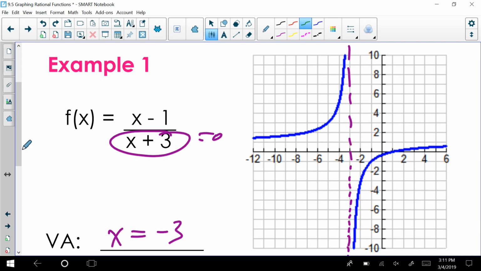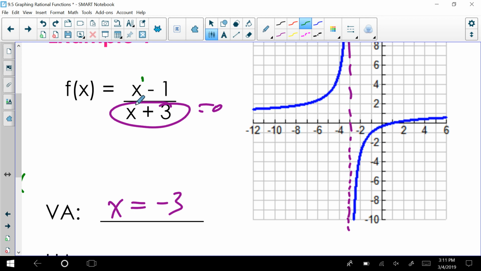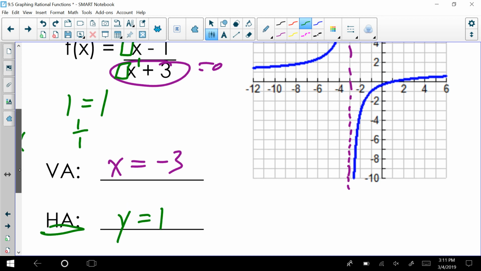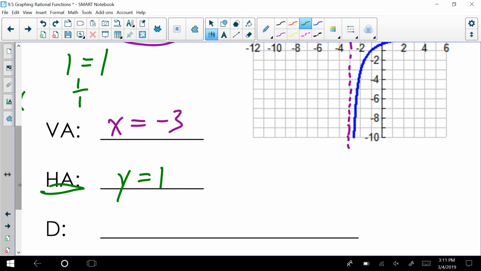Now, for the horizontal, I'm taking this one compared to that one. 1 compared to 1. Oh, those are equal. Because they're equal, I'm taking the numbers out in front of them, which just so happen to be 1 and 1. That's 1 divided by 1, so I have y equals 1. If I were to graph that, that's this green line here. The graph does not hit it, so I do feel pretty good about the horizontal asymptotes.